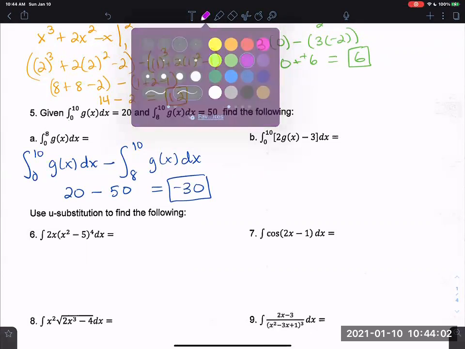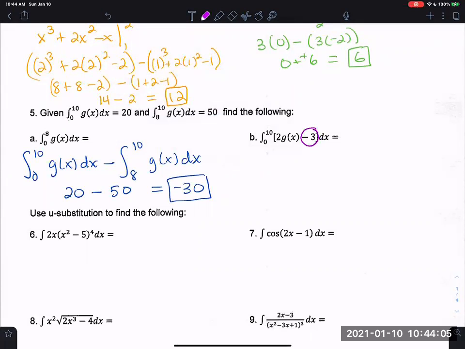Okay. And then for part B, again, utilizing the properties may make it a little bit more straightforward, but the part that's probably most confusing about this last is that last constant, the minus 3. We tend to forget that we have to actually take the integral of that as well. Okay, so I'm going to actually split this up into a difference of two integrals. So the integral of 2 g(x) dx minus the integral of 3 dx.